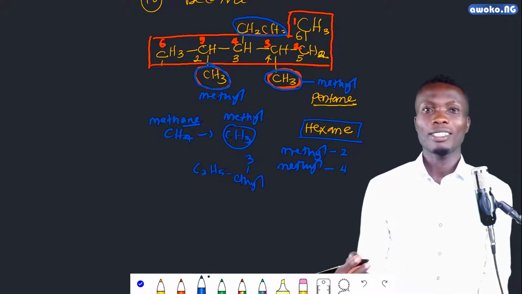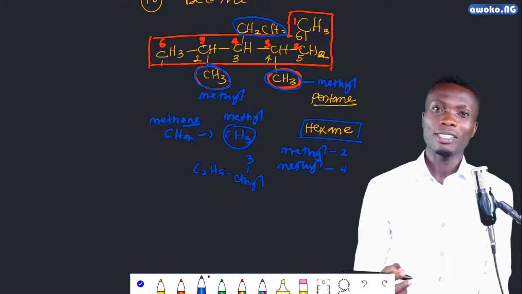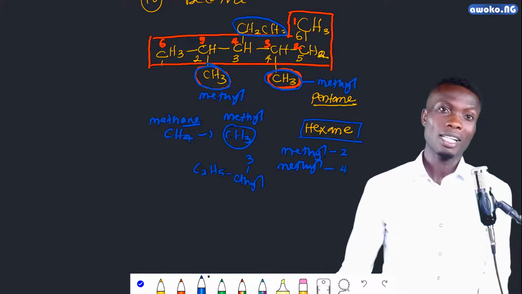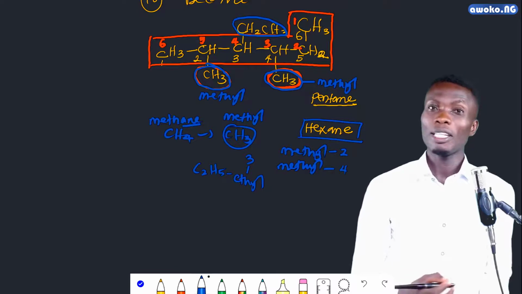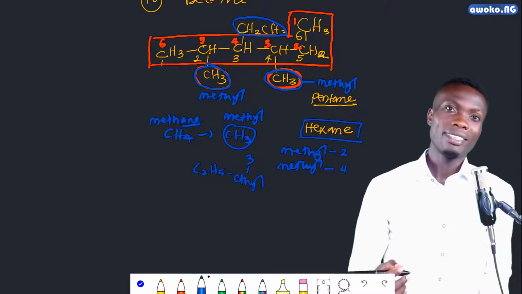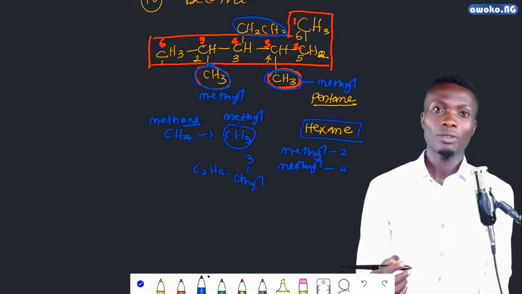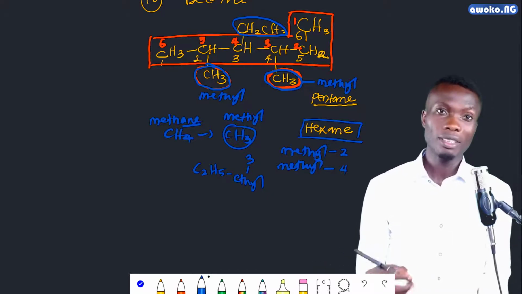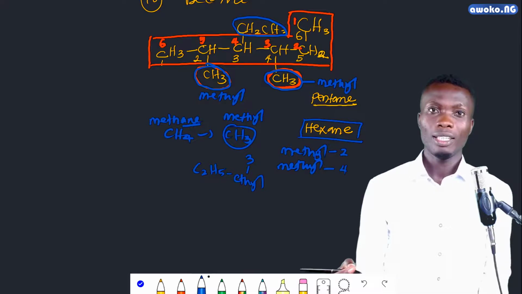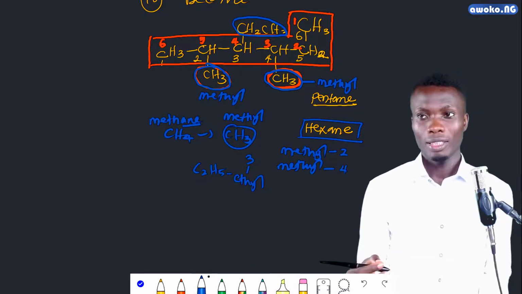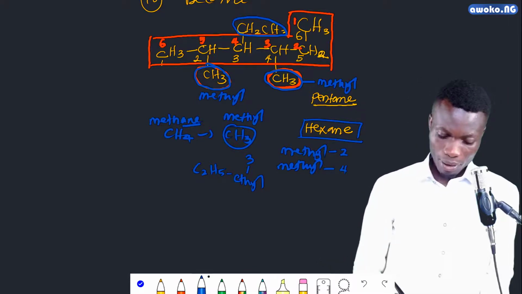So take the branches as the children. We name the branches first, and then the father of the house comes last. We'll now name all our branches, and then the last man of the house, which is the owner of the house, comes last. So the owner of this compound is hexane, and therefore it will come last. So therefore, we're going to name this.